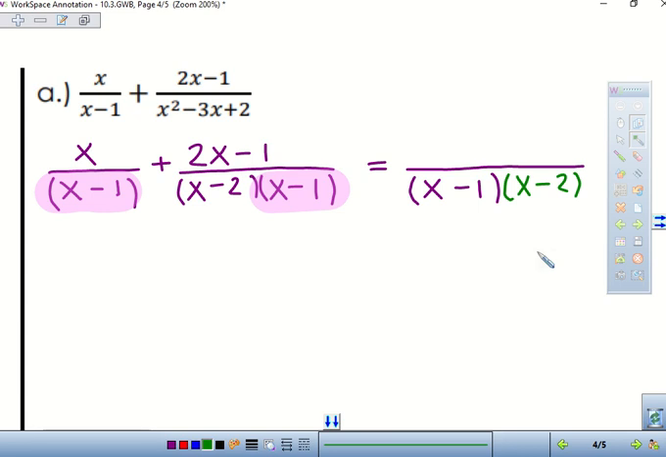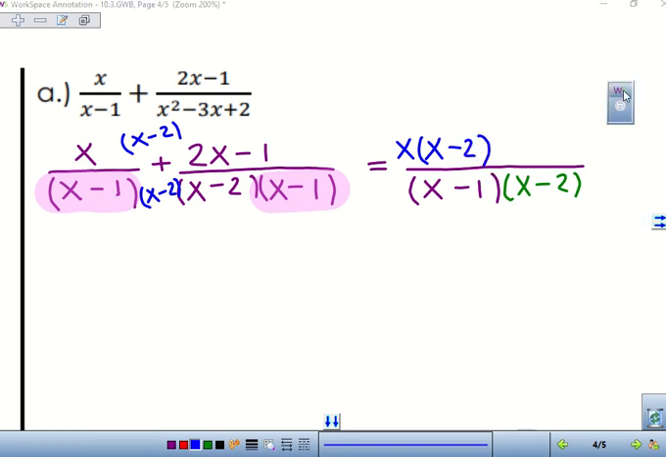Now we have to figure out what we have to multiply each of these fractions by to get it to have that denominator. So what would we have to multiply the first fraction by? X minus 2. X minus 2. So of course that's just going to be x times x minus 2. And then do we have to multiply the second fraction by anything? No, because it already has the denominator we need, right? Does everybody see why we don't have to? So now what we're going to do is simplify the top.